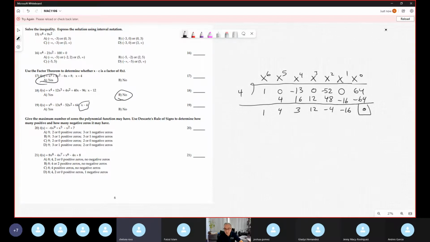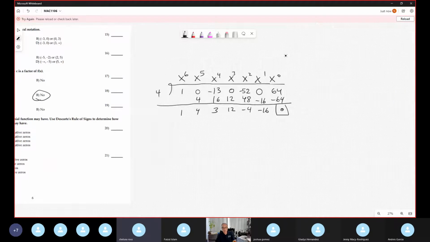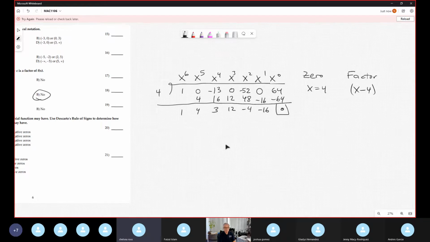Full 0 remainder. Therefore, the conclusion is yes. The 0 is at x equals 4, and a factor associated with that 0 is x minus 4. Boom. Final answer. The answer is yes.